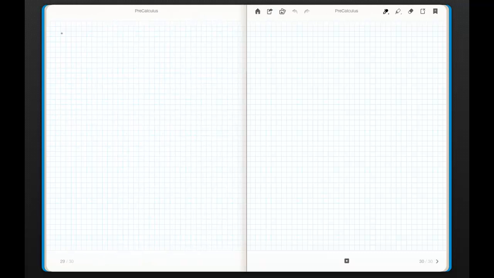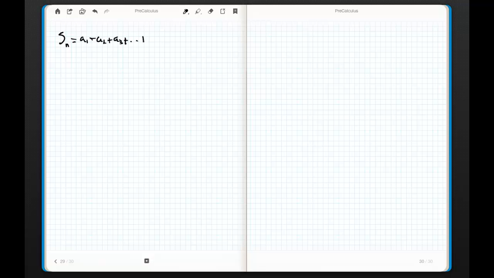So S sub n, I'm not going to write the sum thing again. You guys will kill me. A sub 1 plus A sub 2 plus A sub 3 plus dot dot dot plus A sub n. Now remember, this is arithmetic. That's key. This formula doesn't work if you're not talking about something that's arithmetic. So let's play with this.